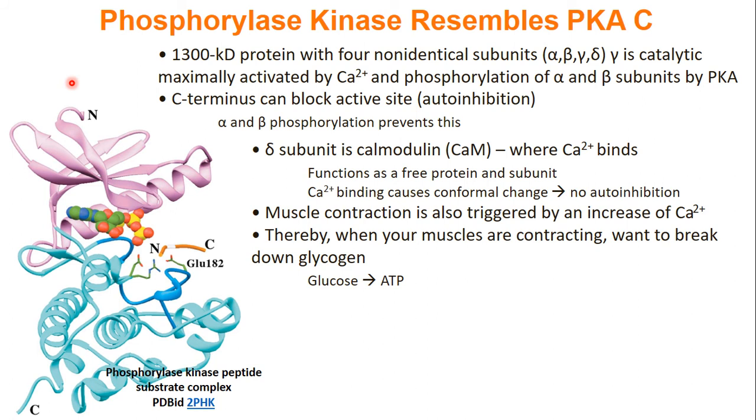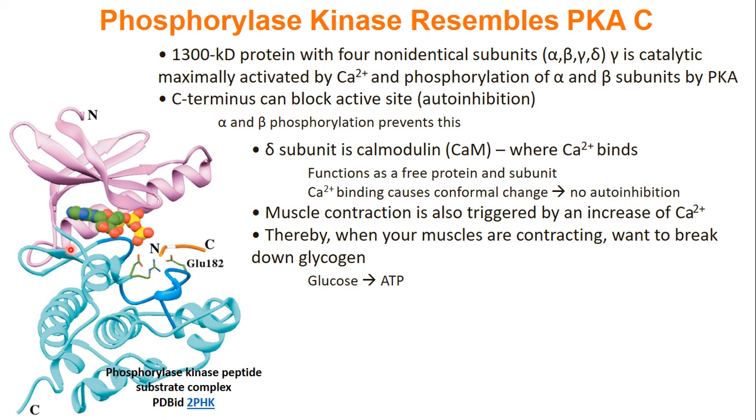All right, so we're going to look at phosphorylase kinase to begin with. It's a 1300 kilodalton protein that has 4 subunits, all different. We call them alpha, beta, gamma, and delta. Gamma is the catalytic subunit. It's where the active site is. And this will be turned on all the way if you have calcium around and if the alpha and beta subunits are phosphorylated by protein kinase A. So if alpha and beta get phosphorylated and you have calcium around, this thing is going to be on.